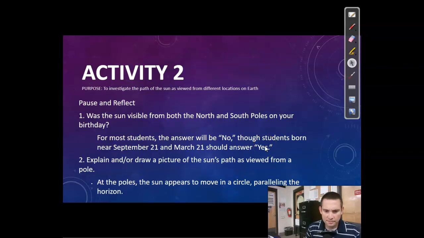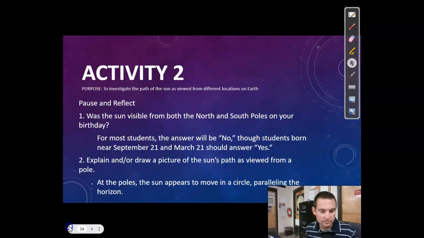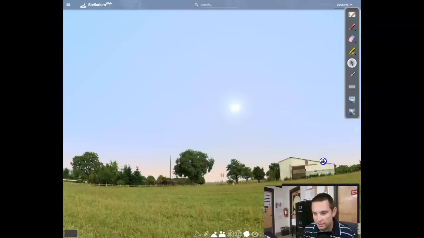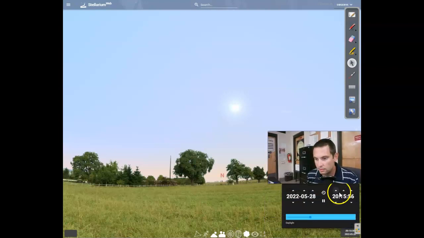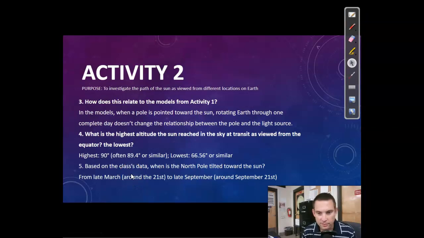Draw a picture. So the picture at the poles, the sun appears to move in a circle, paralleling the horizon. And this is what it looks like. I like doing this because, hey, here we go. I'm just going to go by hours. And it just apparently keeps going in a circle. So I am at the North Pole in summertime. Just crazy, right?